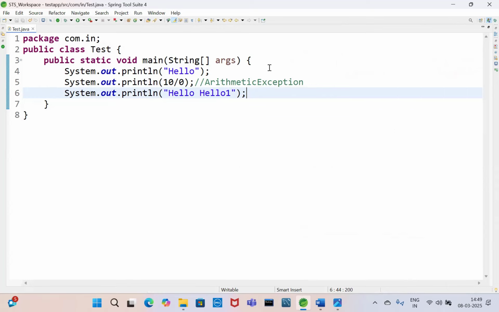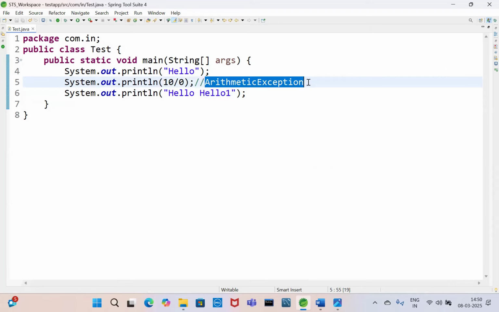So why do we need exception handling? To stop these kinds of terminations, we need exception handling. First, understand what is exception. An unwanted, unexpected event that disturbs the normal flow of the program is called an exception. Example, arithmetic exception. This exception is found at runtime, right? While running this program, it is raising arithmetic exception. That means it is a runtime exception.